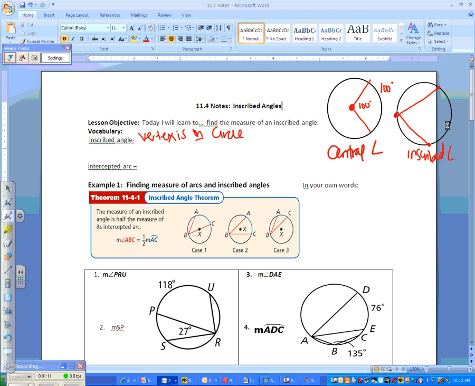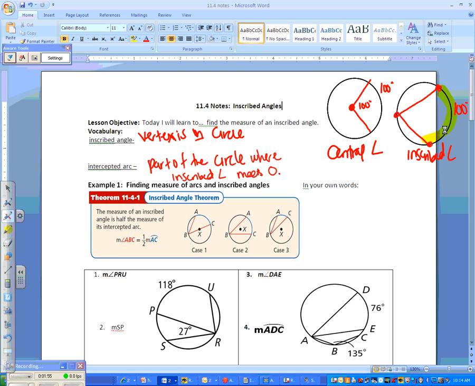So let's say this arc is still 100 degrees. Okay. This part of the arc where these two chords meet, that's called the intercepted arc. So we could define the intercepted arc as part of the circle where the inscribed angle cuts off, meets the circle. So, for example, here's where the inscribed angle ends. Here's where the inscribed angle ends. So all of the space in between those two chords, that's called the intercepted arc.